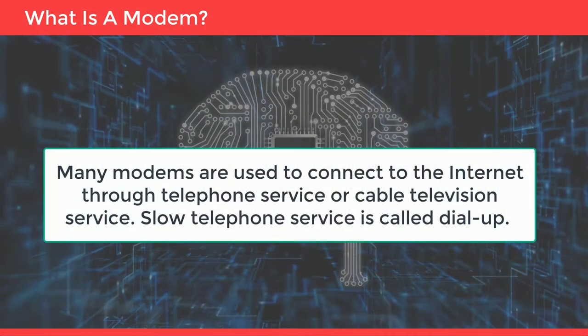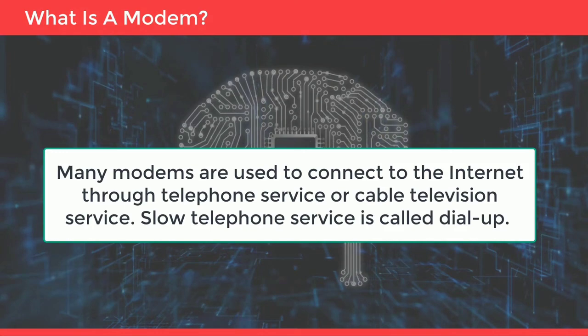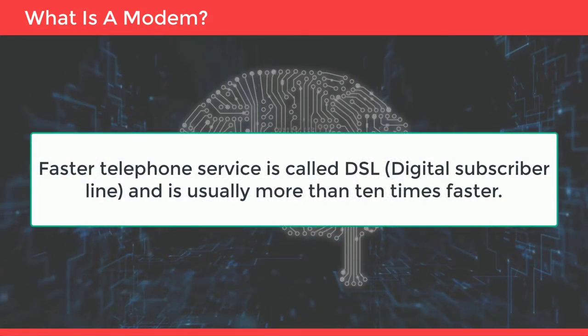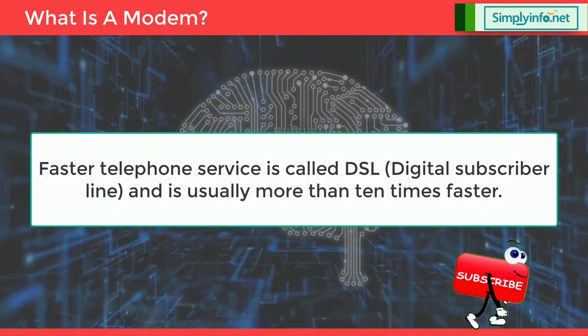Many modems are used to connect to the internet through telephone service or cable television service. Slow telephone service is called dial-up. Faster telephone service is called DSL, digital subscriber line, and is usually more than 10 times faster.